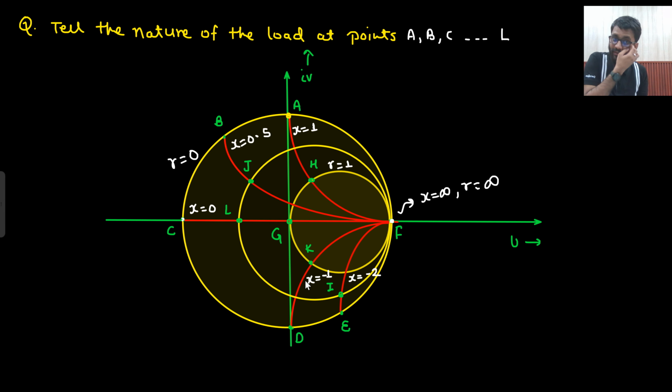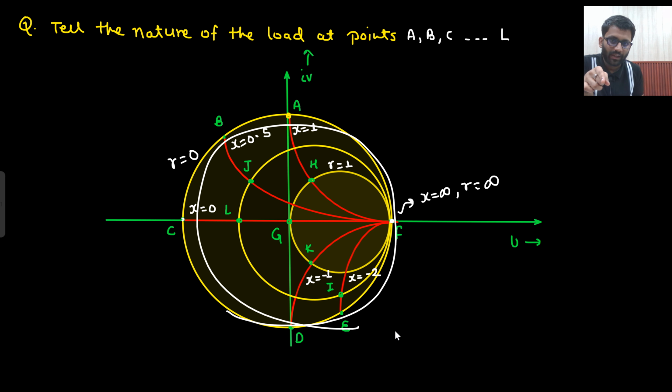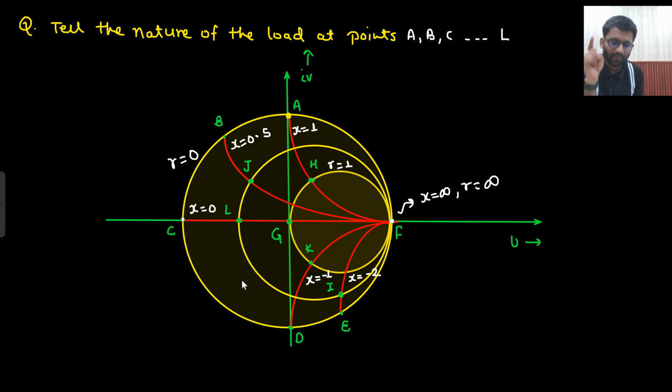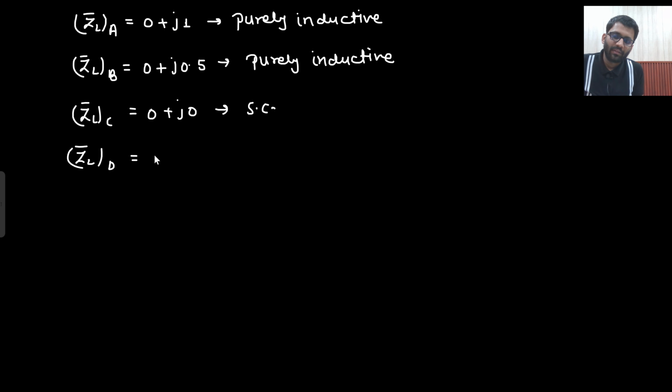Point D. So here, R is equal to 0. This is your constant R curve. R is equal to 0, but X equals minus 1. So that means this is purely capacitive.